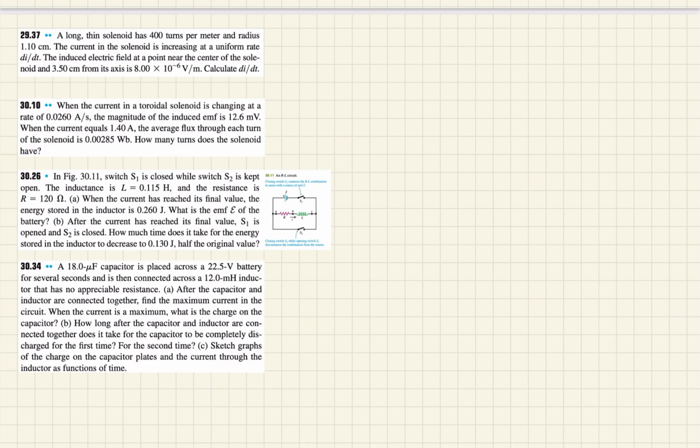Okay. Long thin solenoid, 400 turns per meter. So this is 400, lowercase n because it's per unit length. Radius 1.1 centimeters. Current is increasing at dI/dt. Find dI/dt if the induced electric field is given. Okay, we're talking about electric field now.